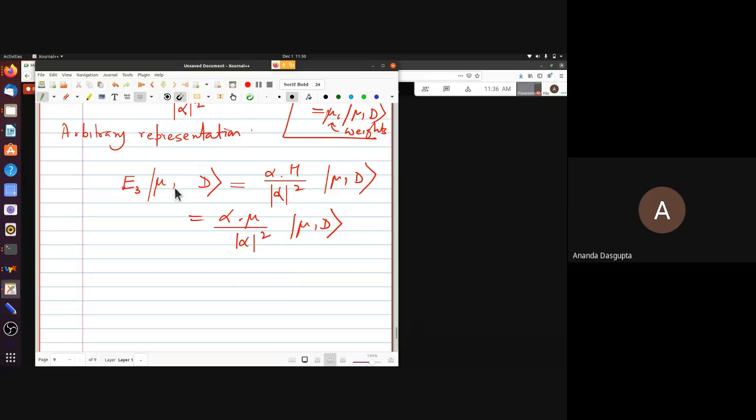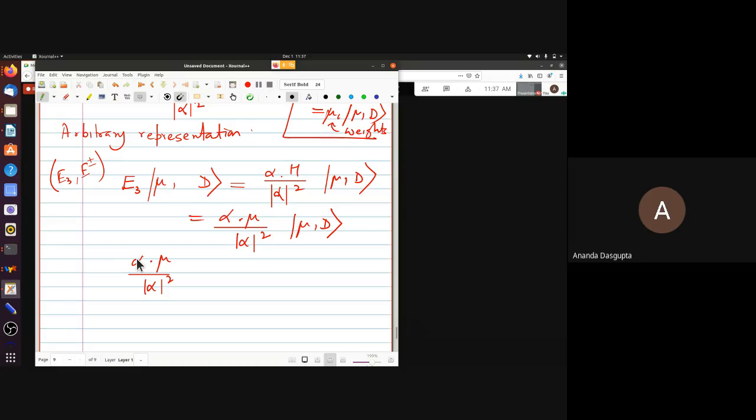So now I'm essentially exploiting the E3, E plus, E minus generators that we have. These are operators which correspond to the E3, E plus, E minus that we talked about so far, but they will have the same algebra, so they will behave the same way. So E3 corresponds to an eigenvalue alpha dot mu by alpha mod square. So what do you know about alpha dot mu by alpha mod square now?